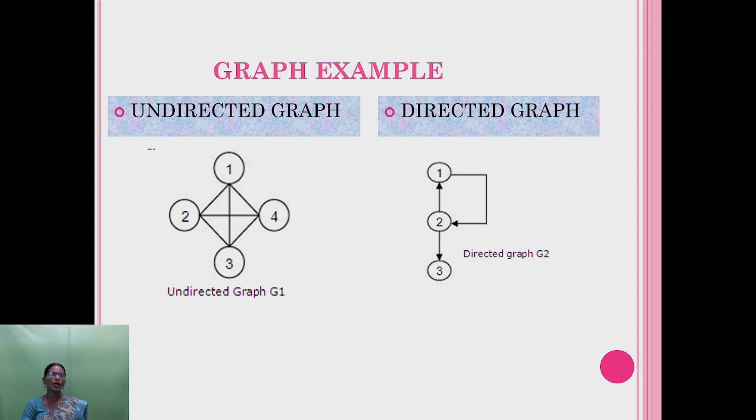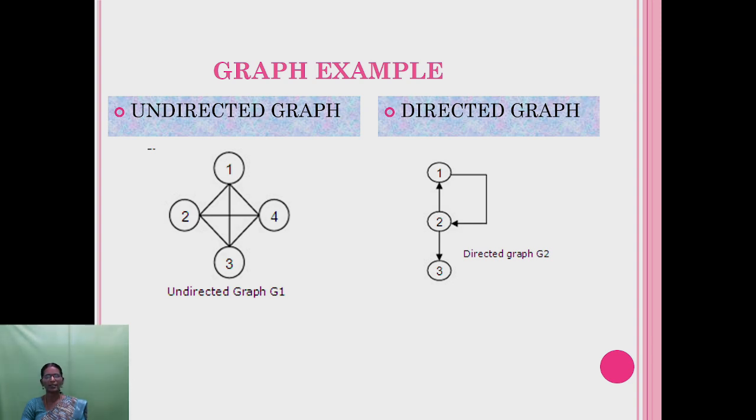Okay, 1 to 2 or 2 to 1, 1 to 4 or 4 to 1, then 1 to 3 or 3 to 1. Any direction the data can be moved. But in a directed graph, you write the directions. The flow of directions can be mentioned. For example, 2 to 1 means what? We write that 1 to 2 is possible, and also 2 to 1 is possible.